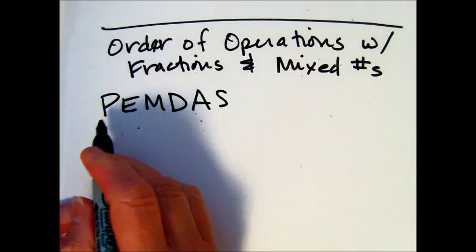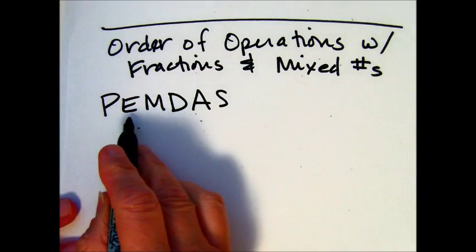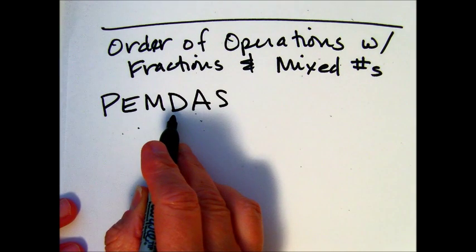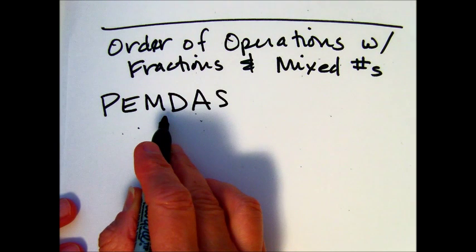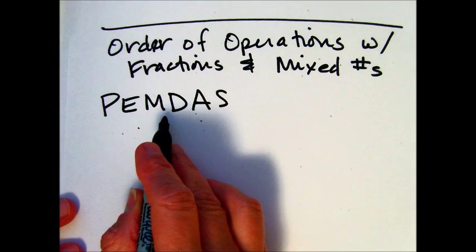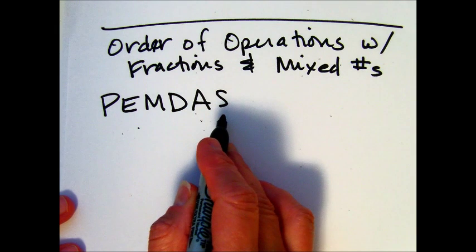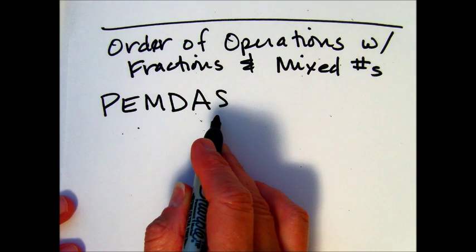P stands for parentheses, E is exponents, M and D is multiply and divide. And if you have multiply and divide together in the same expression, you go left to right. And then, of course, A and S stand for addition, subtraction. Same deal with that. If you have add, subtract together in the same expression, just go left to right.